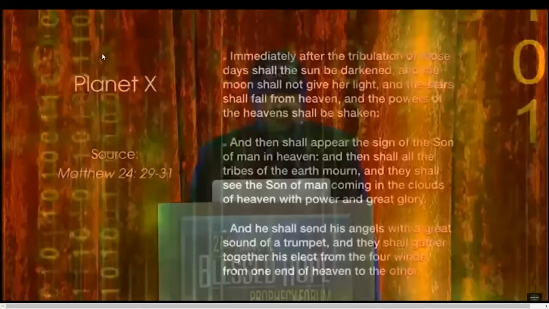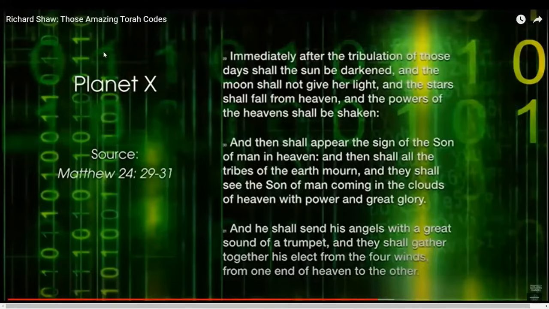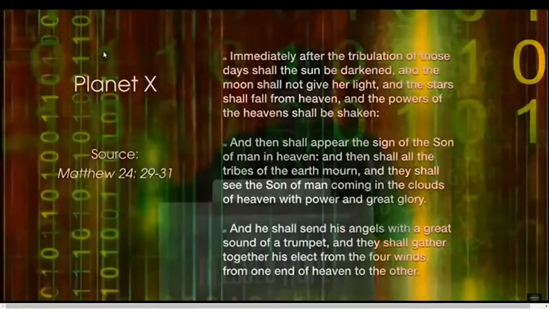What does Jesus say? Immediately after the tribulation of those days, the sun be darkened, and the moon shall not give her light, and the stars shall fall from heaven, and the powers of the heavens shall be shaken, and then shall appear the sign of the Son of Man in heaven, and all the tribes of the earth shall mourn. So before Jesus comes back, there's a sign that appears in heaven, and it's logical that there's some kind of interplanetary event that just wakes everybody up.